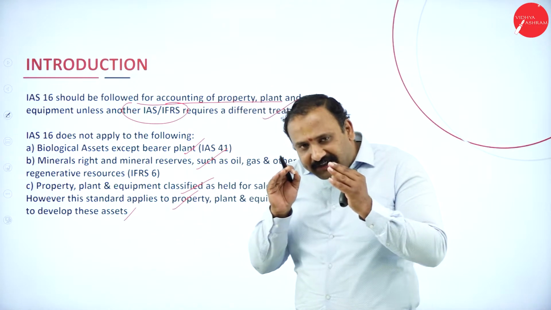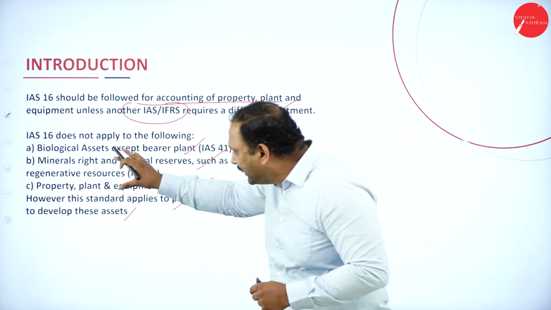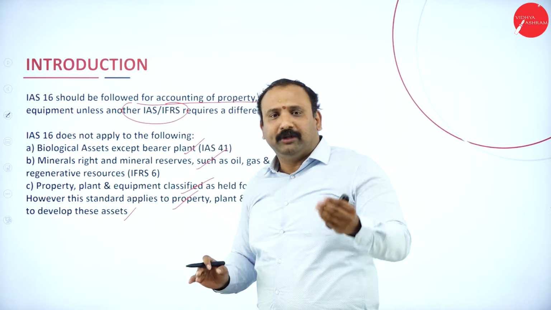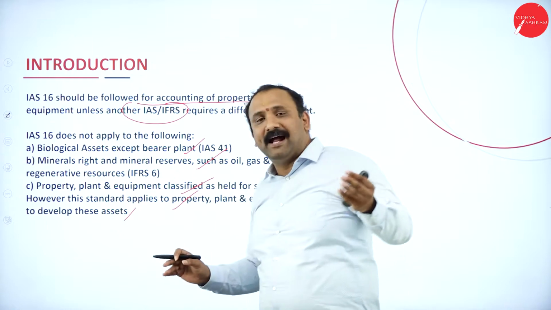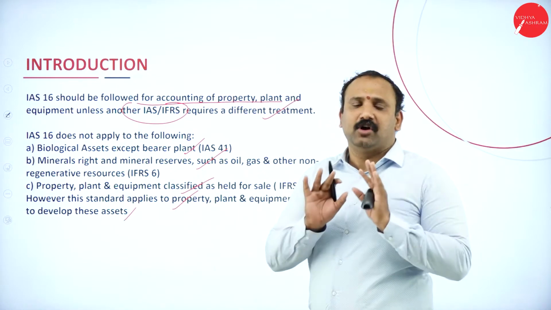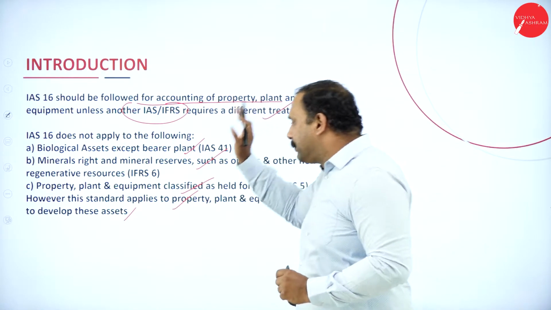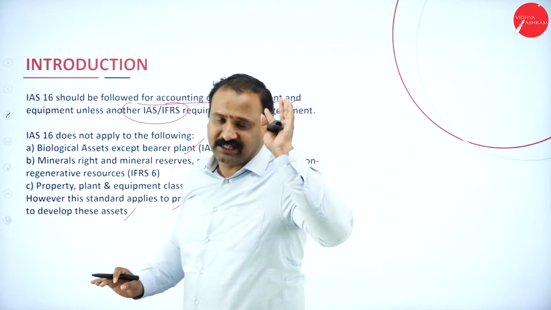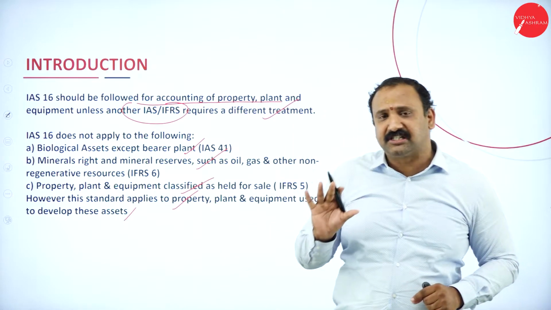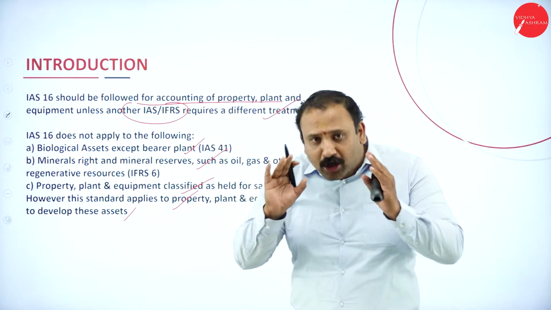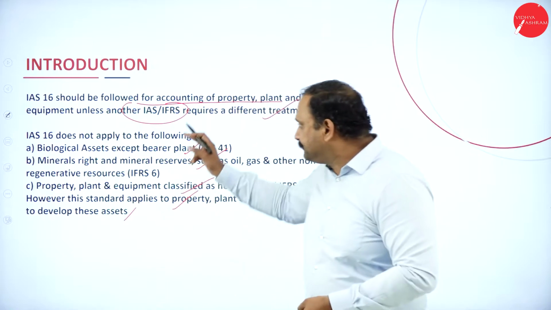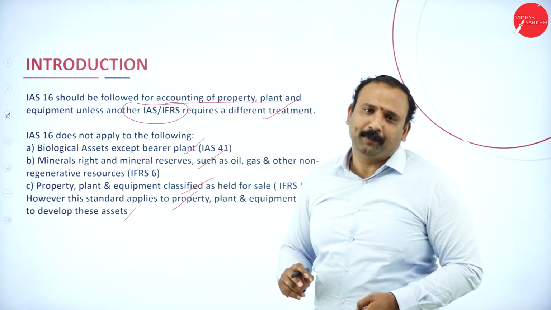So once you start understanding this phenomenon, it tells you very clearly that the Indian accounting standard will not apply to the biological assets except bearer plant, mineral rights and the mineral reserves altogether. The regenerative factors, oil, gas, petroleum, we will not be using it. Property and plant where you have already put it for sale. So these are all the conditions where you will see that the Indian Accounting Standard 16 cannot be applied. Rest all of the condition, whenever you are going to account for property and plant, IAS 16 is going to come into picture.